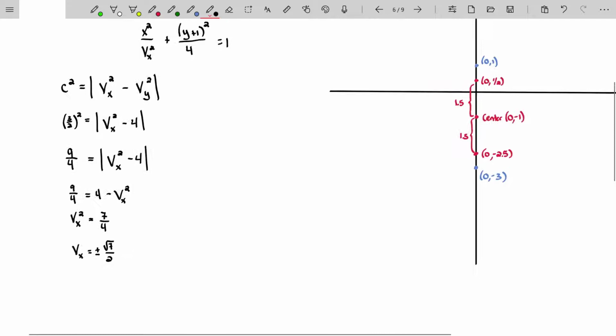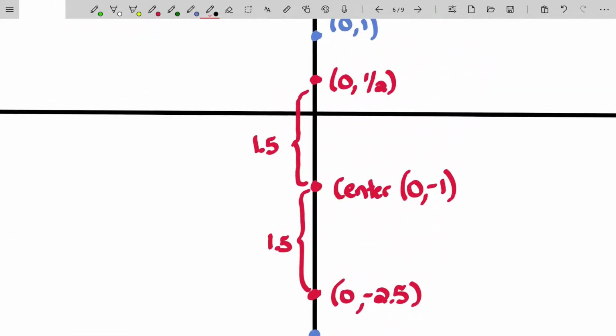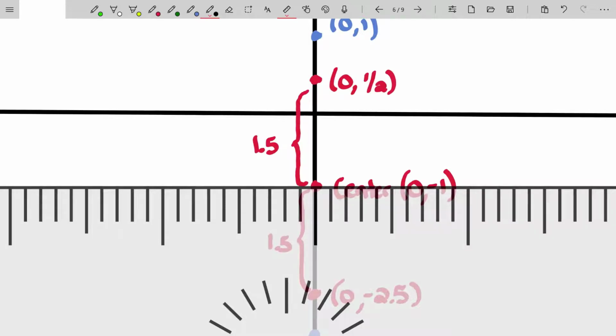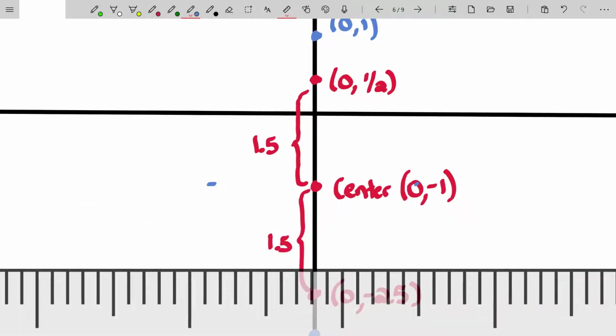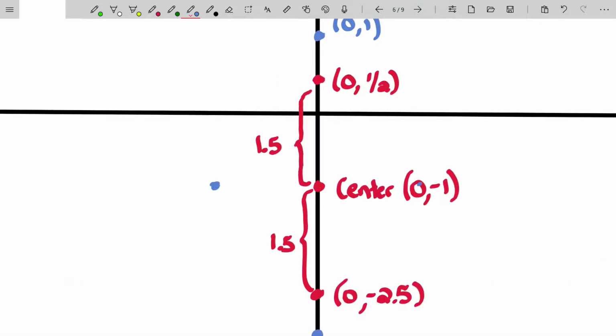Now root 7 is greater than 2 but less than 3, so root 7 over 2 is roughly 1.3, which is kind of in the center of that 0 on the right hand side. So I'm going to go back 1.3. I'll just put it right there. Back off on that a little bit. Let me turn off my ruler because otherwise it'll just do that again. So those are my vertices in the horizontal direction.